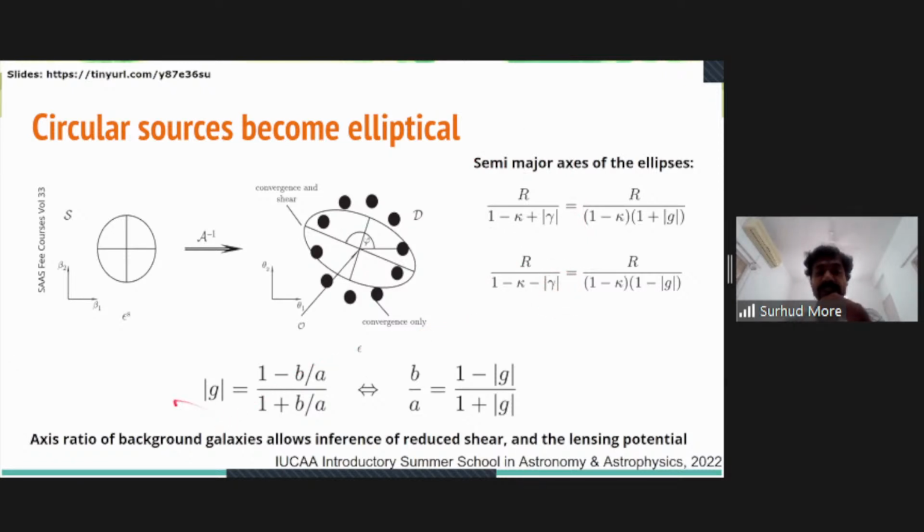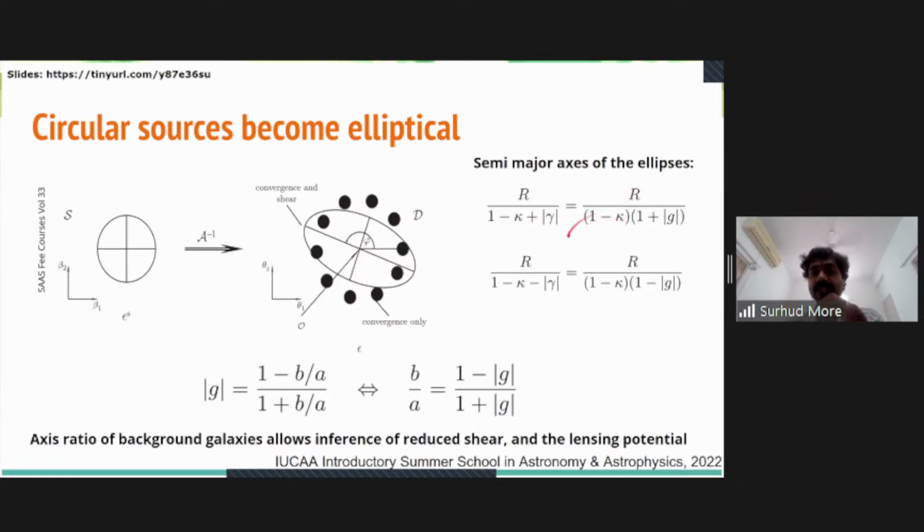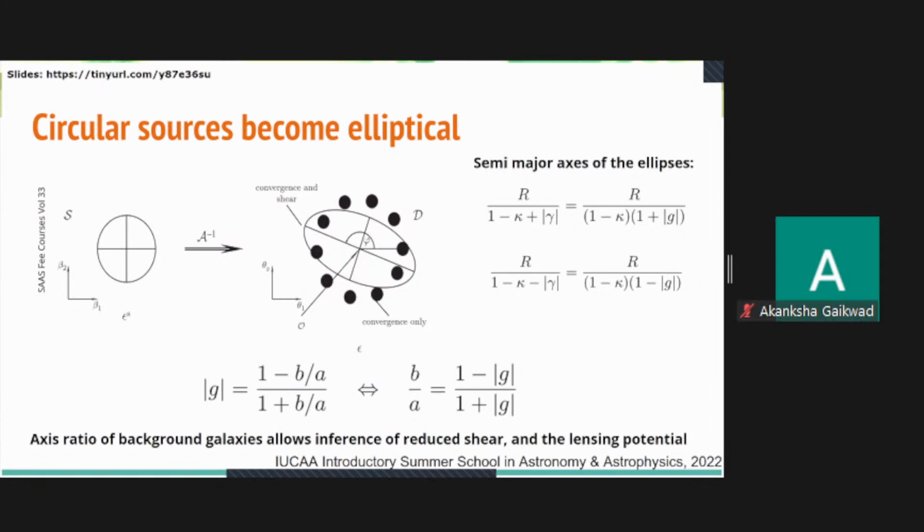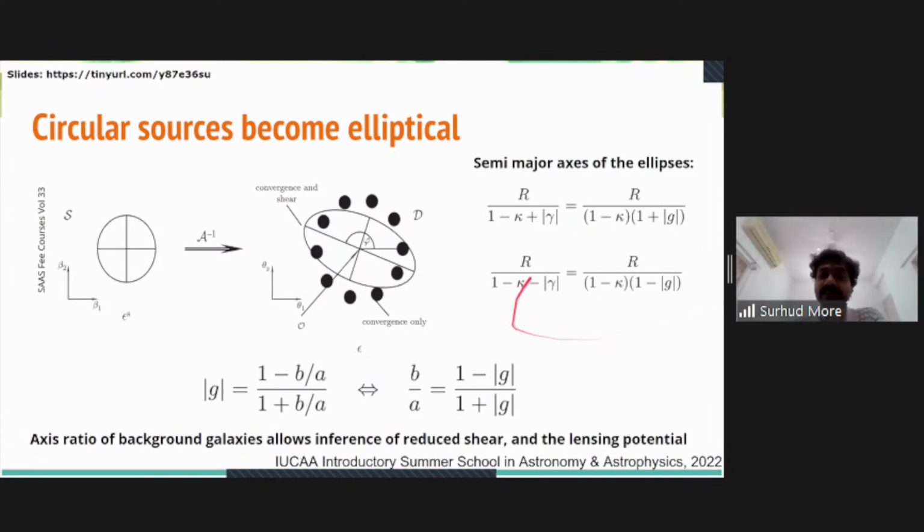Right? So if you look at it, you can write this quantity as r divided by 1 minus kappa, which I can take out, times 1 plus mod g, and then for the other one, it becomes 1 minus kappa times 1 minus mod g. And this mod g is then defined as mod gamma divided by 1 minus kappa. In most cases for weak lensing that we will be considering, kappa will be much smaller than unity. And so for all practical purposes for weak lensing, this mod gamma will be equal to this mod g, okay? Because kappa is small.